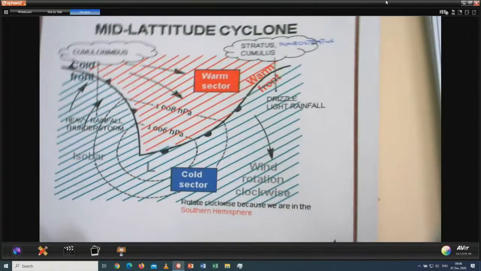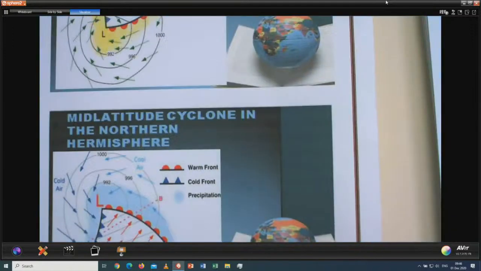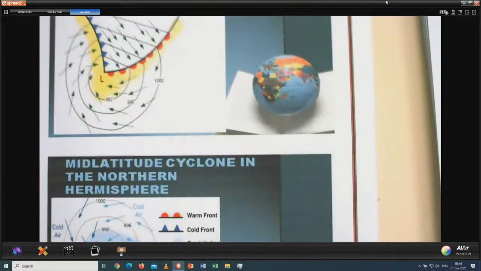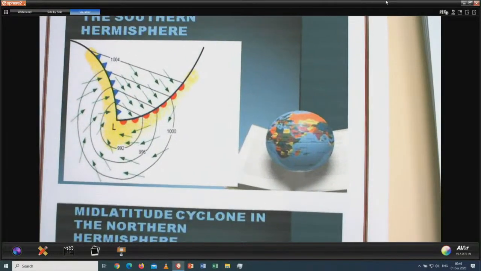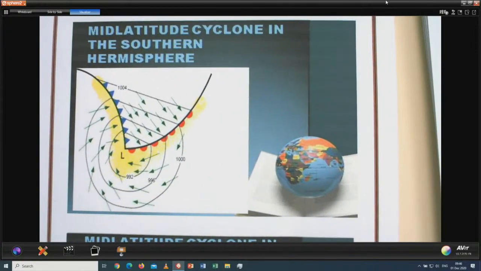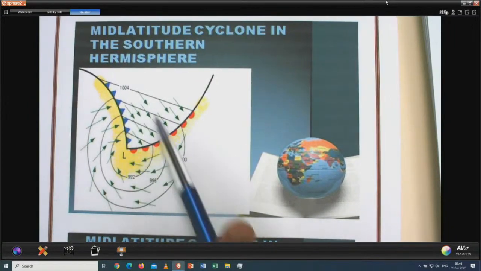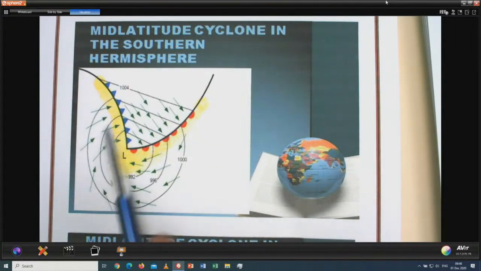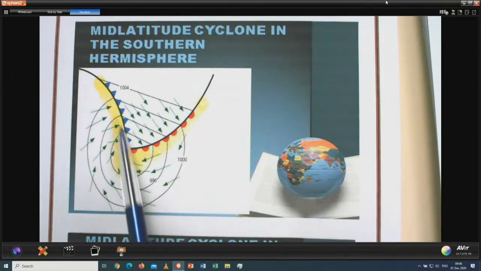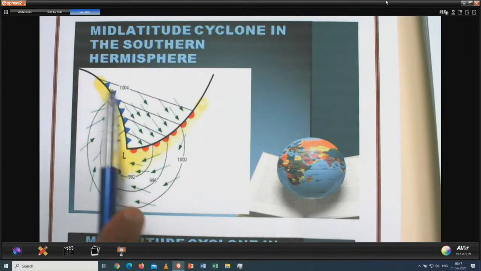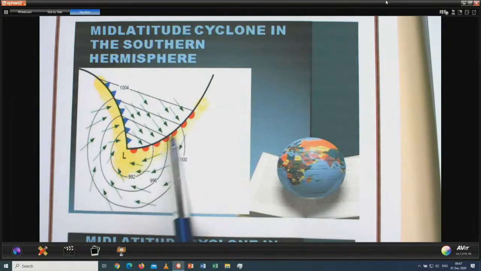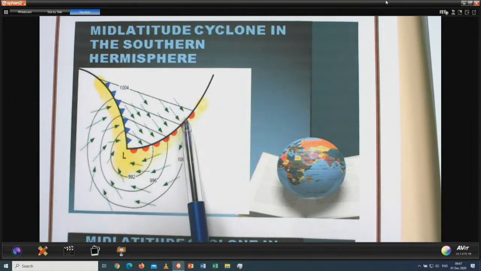Right, I just want to show you the difference between the mid-latitude cyclone in two hemispheres. In the northern hemisphere, it is like this. Southern hemisphere, we are going to have a mid-latitude cyclone like this. The circulation is clockwise. This is our warm front, and this is our cold front. The cold front is shown by these triangles, and the warm front is shown by the semicircles.